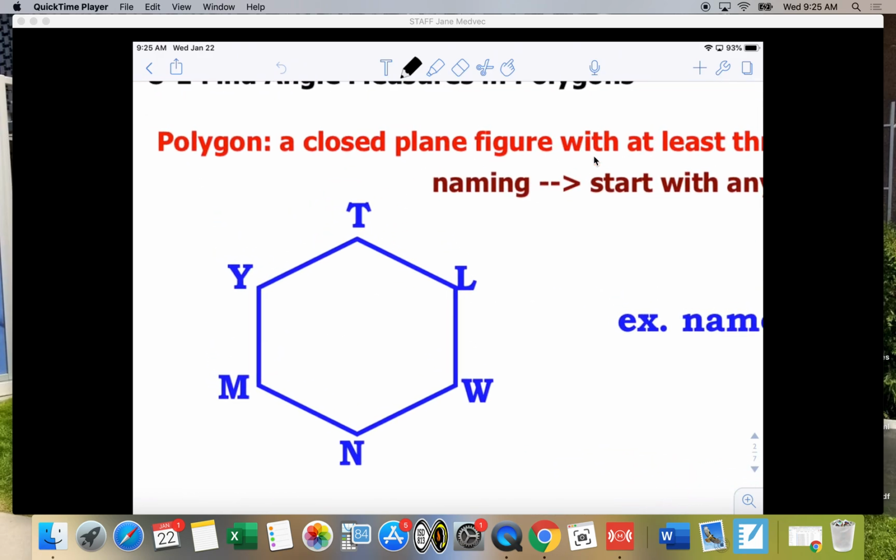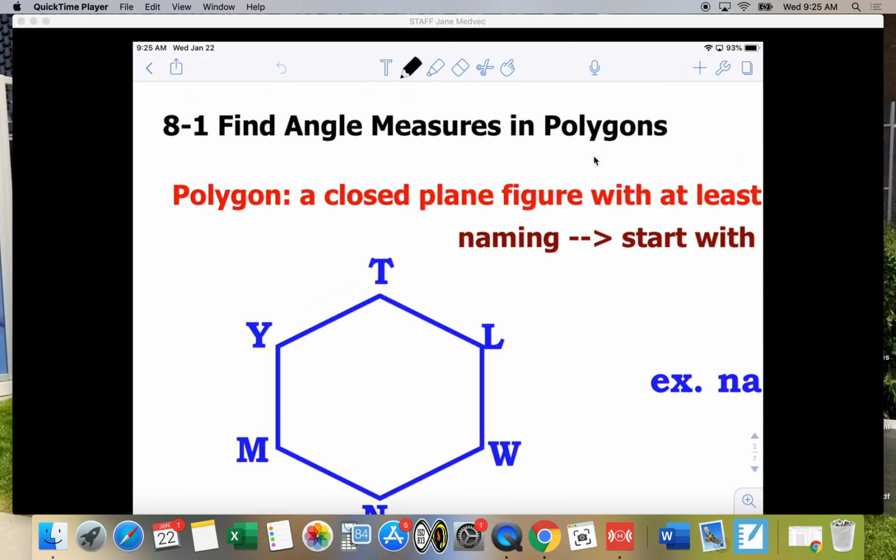Today we're going to look at Chapter 8, Section 1. We're finding angle measures in polygons. So you're going to learn today what a polygon is. We're going to talk about interior angles. We're going to talk about exterior angles, and we're going to find some of those measures.